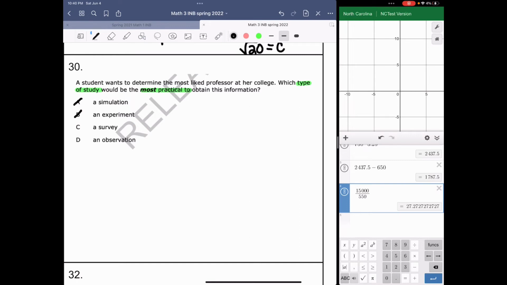So then we have a survey and we have an observation. Well, you could observe the students with the professor and see who likes the professor, but who's to say that if you pick a class, that one class likes their professor over another? So a survey is the most practical because you can survey a multitude of people, and on top of that, you can get a variety of people.